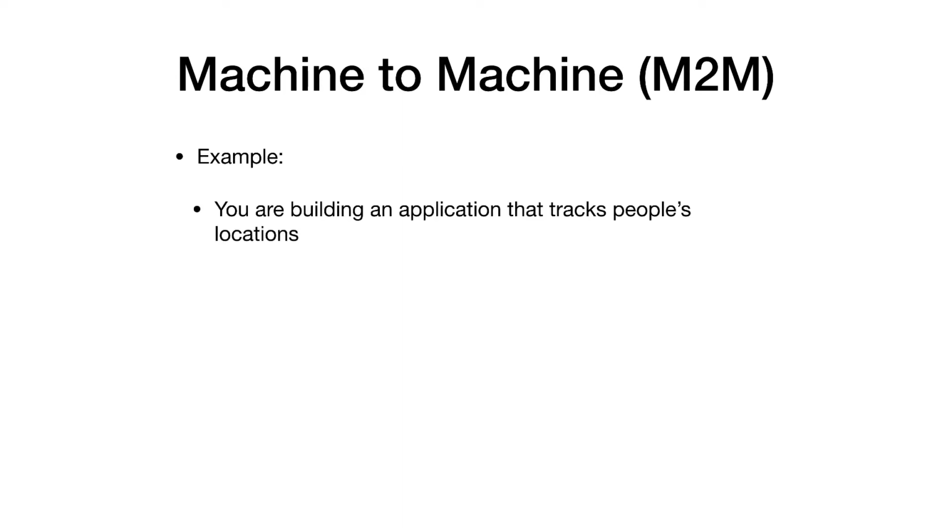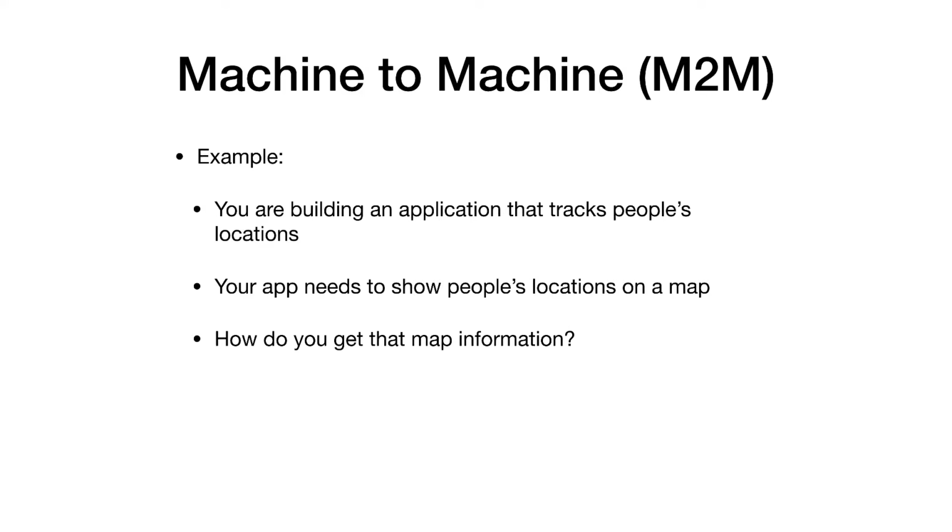So let's say you're building an application that tracks people's locations. I just made up this application. It could be anything, but you're just building an application that tracks people's locations. Well, you need some way to show a person's location on a map, right? So you're going to build an app. You need to have some map integration here so that you have a context of where these people's locations are. So the question is, how do you get this map information? And some of you maybe even built something similar to this before or used maps before, so you might have a very good answer to this.